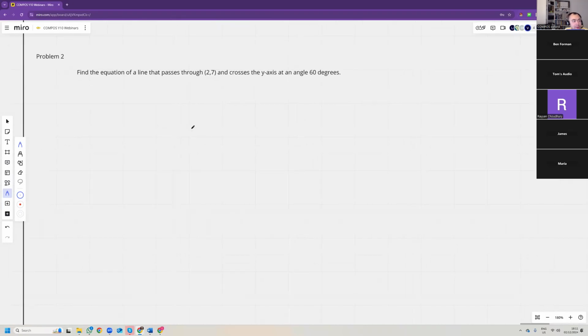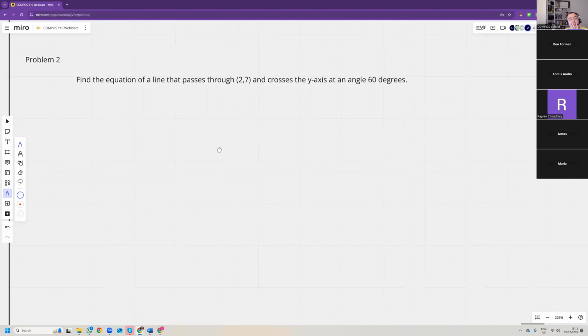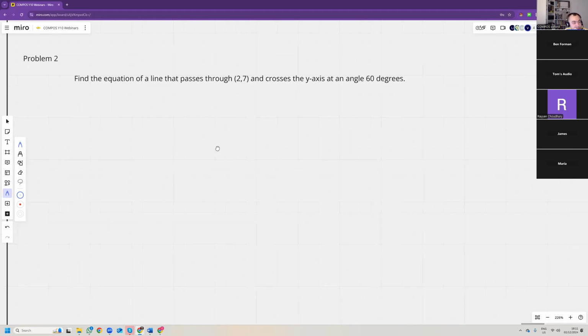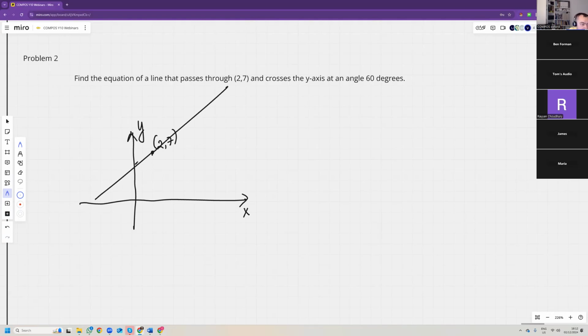Okay, problem 2. Find the equation of a line that passes through a given point and crosses the y-axis at 60 degrees. Ooh, that's interesting. So let's make a sketch first. X and Y. So 2, 7, that's here. 2, 7. And it crosses the y-axis at an angle of 60 degrees.